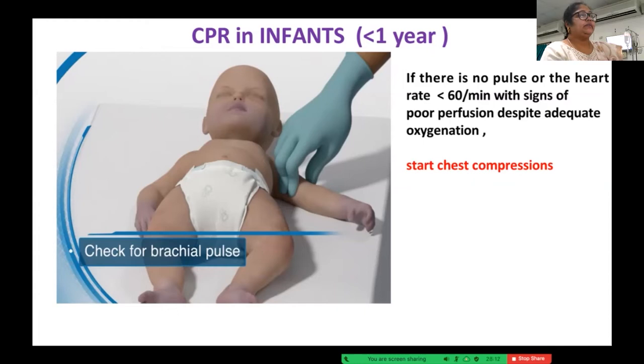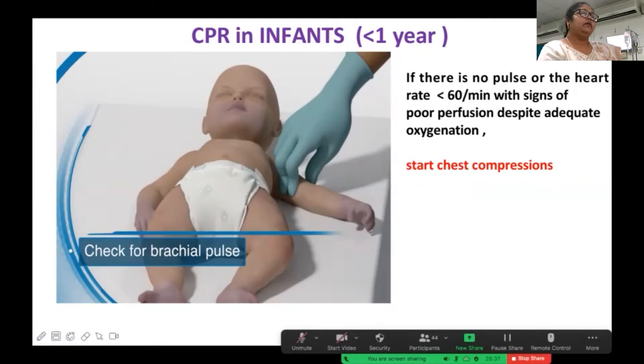Coming to infant CPR, there are some differences between infant CPR and child CPR. When we are checking for scene safety, the response of the child, and the pulse, there are some differences. We have to tap the child gently on the soles, and check the pulse on the immediate upper arm of the baby. Don't try to palpate the pulse, but just feel whether there is a pulse or not.